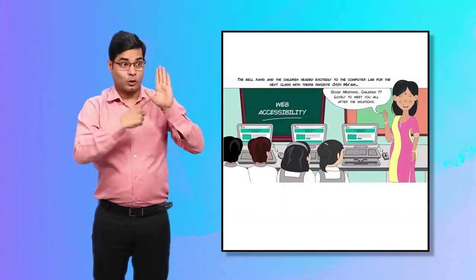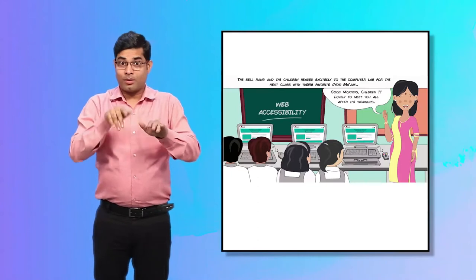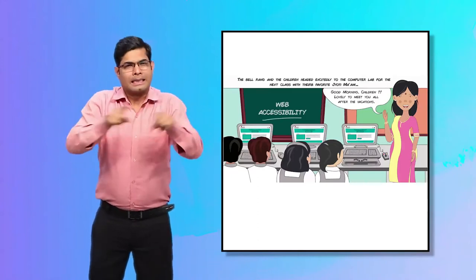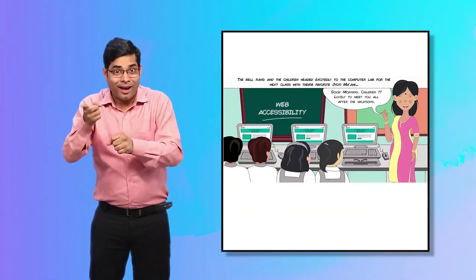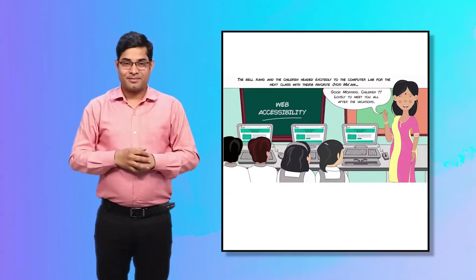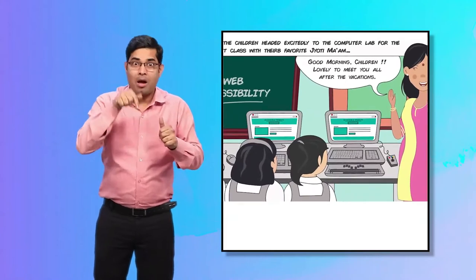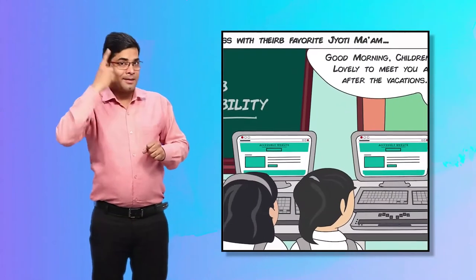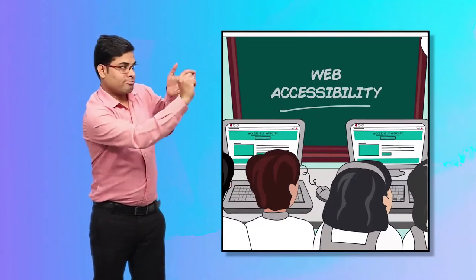The first picture shows the children inside the computer lab while Jyoti ma'am welcomes them after the holidays. Like the rest of the school, new accessible devices such as braille keyboards and mouse with joysticks can be seen placed on the table. Jyoti ma'am had written out the words web accessibility on the chalkboard.